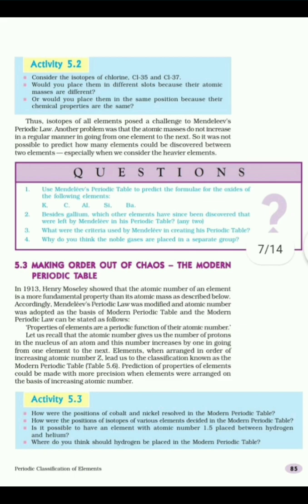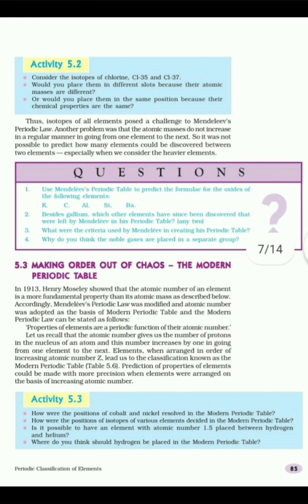The modern periodic law can be stated as: the properties of elements are a periodic function of their atomic numbers. Means if we arrange elements in increasing order of their atomic number, then there will be periodicity or repetition in the elements having similar physical and chemical properties. As you know, atomic number is the number of protons present in the nucleus of an atom, and atomic mass is the sum of neutrons and protons present in the nucleus of an atom.